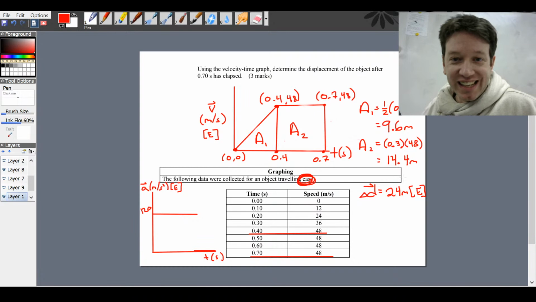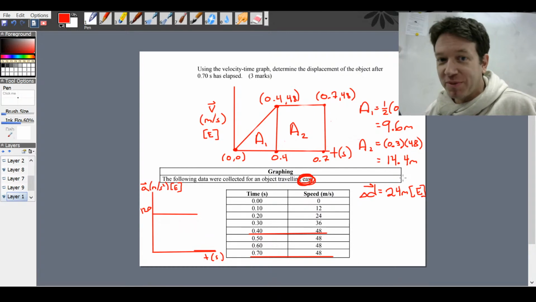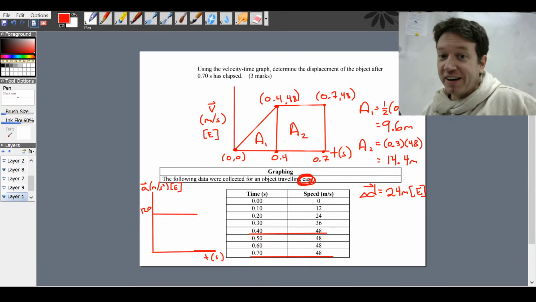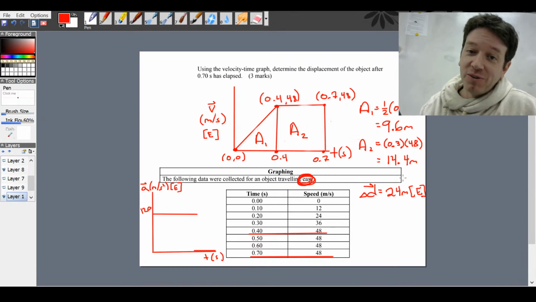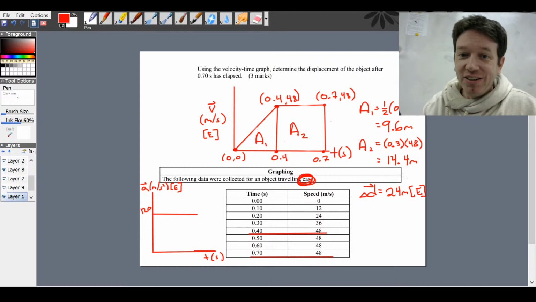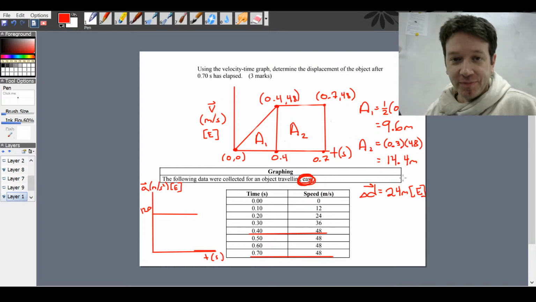All right, so there's an example of motion graphs. Make sure you know to go from a VT graph to an AT graph, you're finding the slope. To go backwards from a VT graph to a DT graph, you're finding the area under. Similarly, if your teacher asked you to find the velocity from a position time graph, that would be the slope.